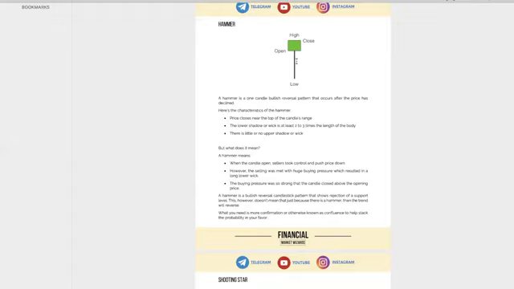The last characteristic is there is little or no upper shadow or wick. In this example over here, you don't really see any wick, because it's just closing at the top. So this is a hammer.